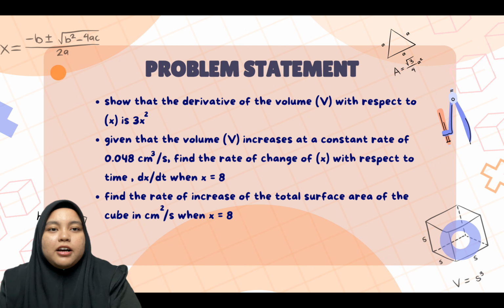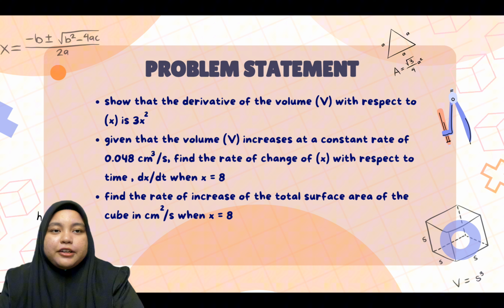And then our problem statements. First, show that the derivative of the volume V with respect to x is 3x to the power of 2. For the second problem statement, the question already gives us that the volume increases at a constant rate of 0.048 cm³ per second. So we need to find the rate of change of x with respect to time, which means dx over dt, when x equals 8.